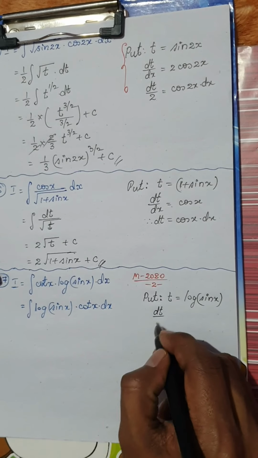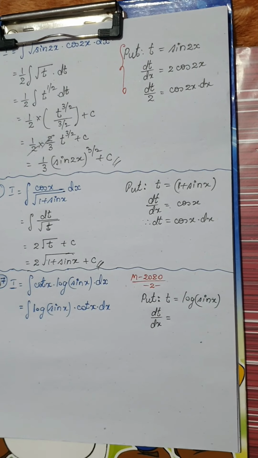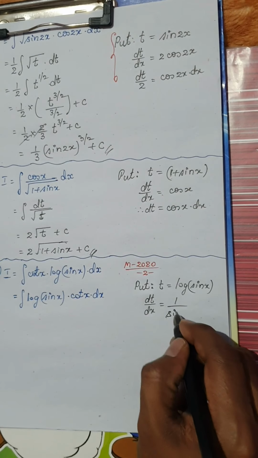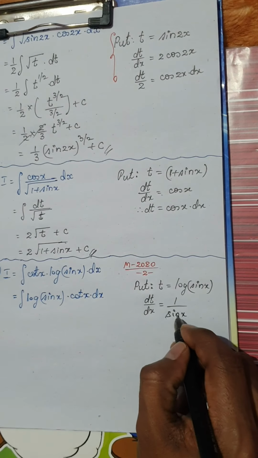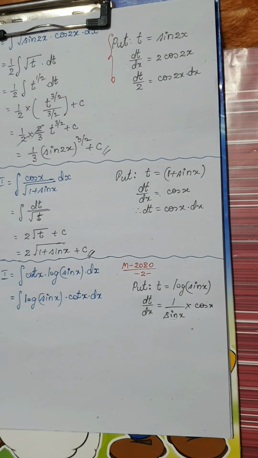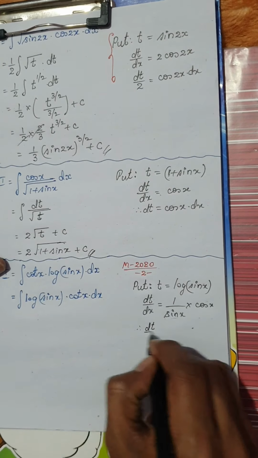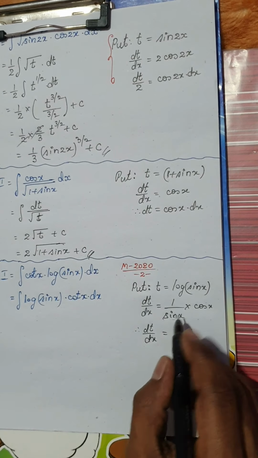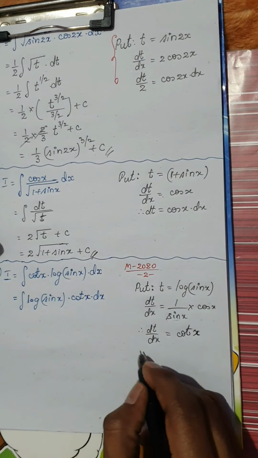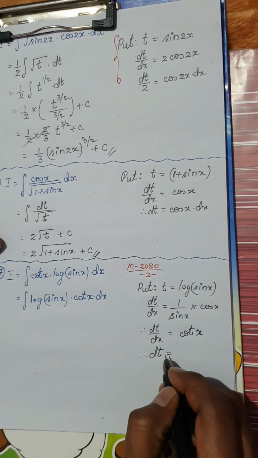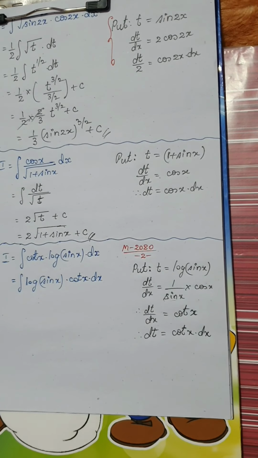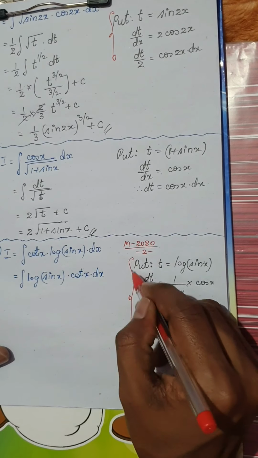If you differentiate with respect to x, dt by dx becomes, now what is the derivative of log? The derivative of log of f of x is 1 by f of x into f dash. Now what is the derivative of sine? We know the derivative of sine is cos x, is it not? Therefore dt by dx would be cos by sine. What is cos by sine? We know cos by sine is a standard ratio which is cot x. Therefore dt can be written as cot x into dx. Is it clear? Very basic substitutions these are.